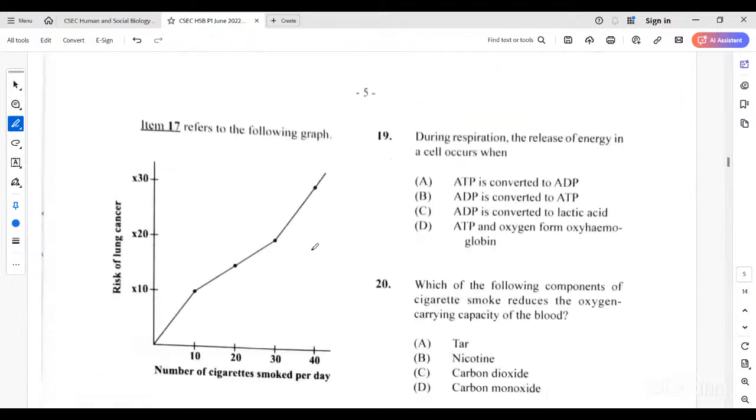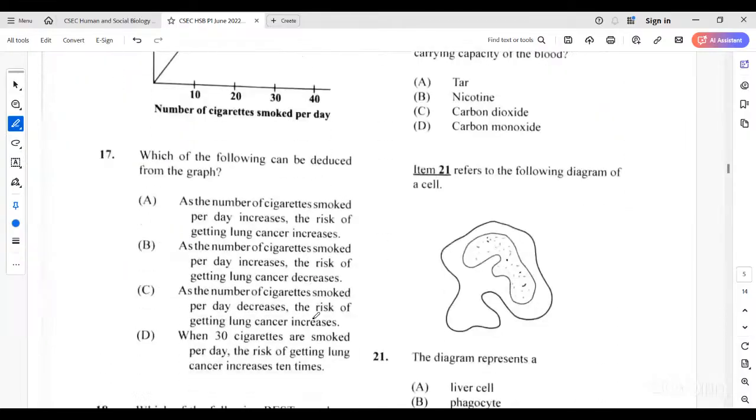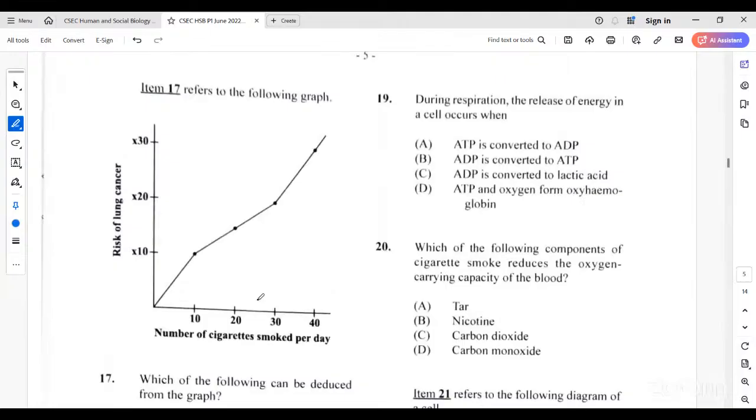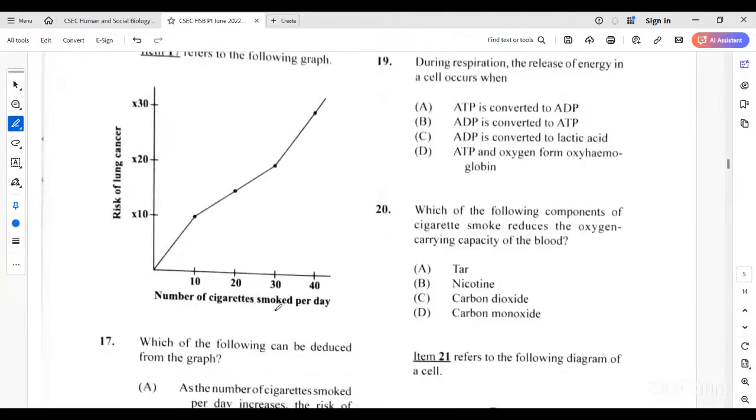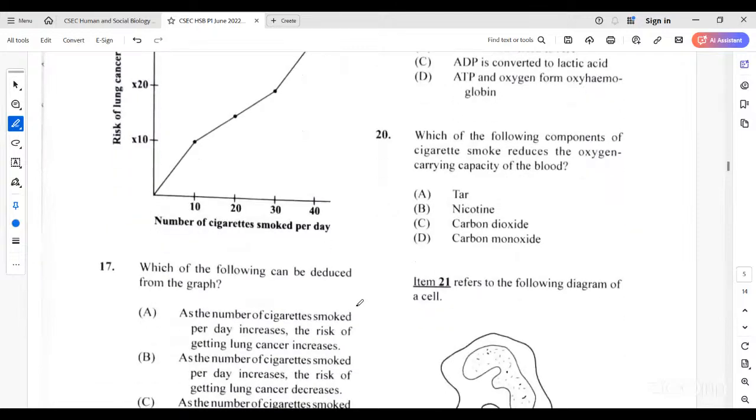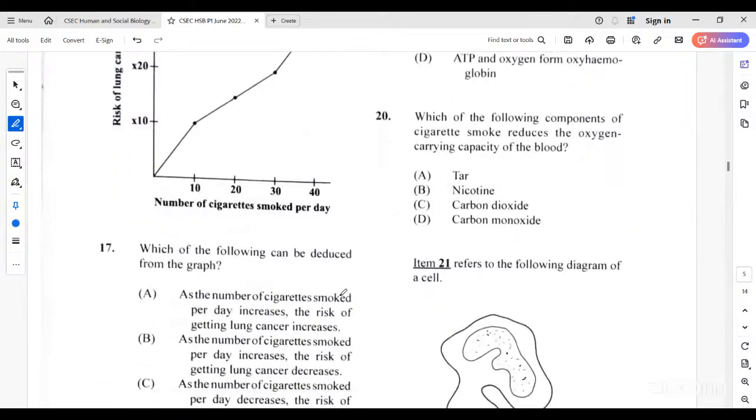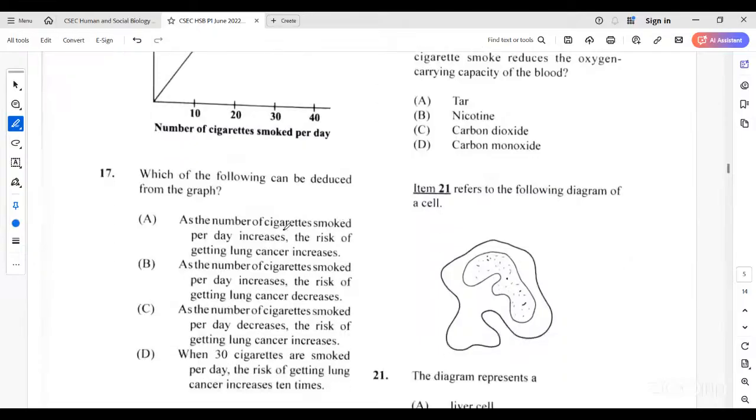Question 17. I say for this question, you need to read all the answers. This is about smoking cigarettes. We have the number of cigarettes smoked per day on the x-axis, and on the y-axis, the risk of getting cancer of the lungs. And we see it's going up really, really by a factor of 10. So they ask you, which of the following can be deduced from the graph? As the number of cigarettes smoked per day increases, the risk of getting lung cancer increases. That is the answer.